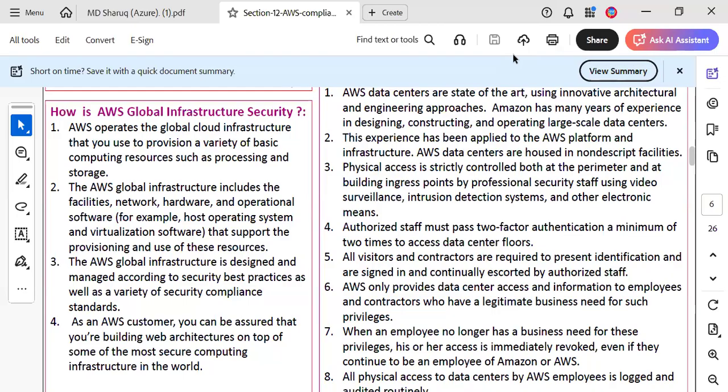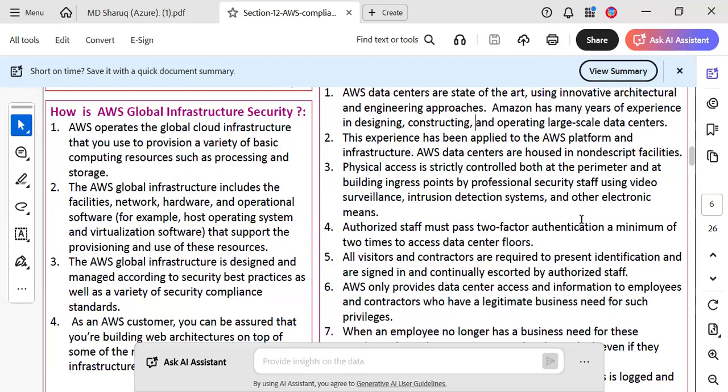When an employee no longer has a business need for these privileges, his or her access is immediately revoked, even if they continue to be an employee of AWS, Amazon, or AWS basically. All physical access to data centers by AWS employees is logged and audited routinely. It means CloudTrail is there. Through that, they are going to audit on a daily basis. That is the security policy they follow, physical security. You understand? This is about global security, how they follow.